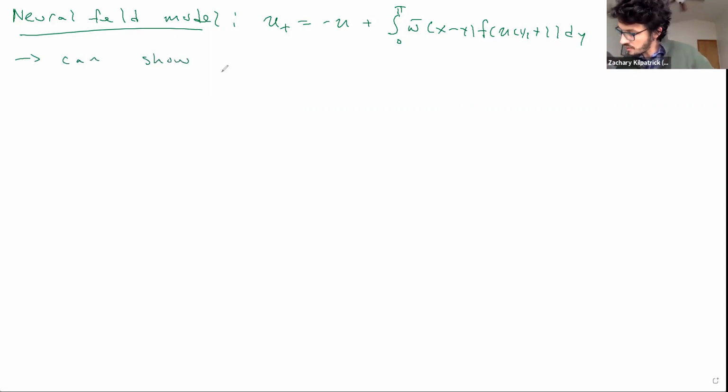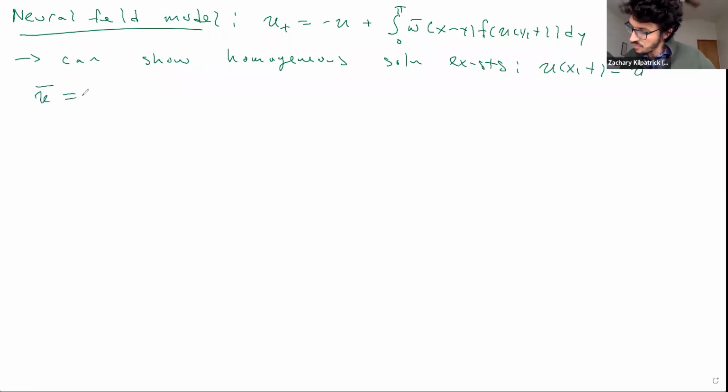We had first of all showed that a homogeneous solution exists, where u of x, t is equal to just some constant. And in that case, u bar is equal to f of u bar times the integral from 0 to pi of w bar of y dy, okay?